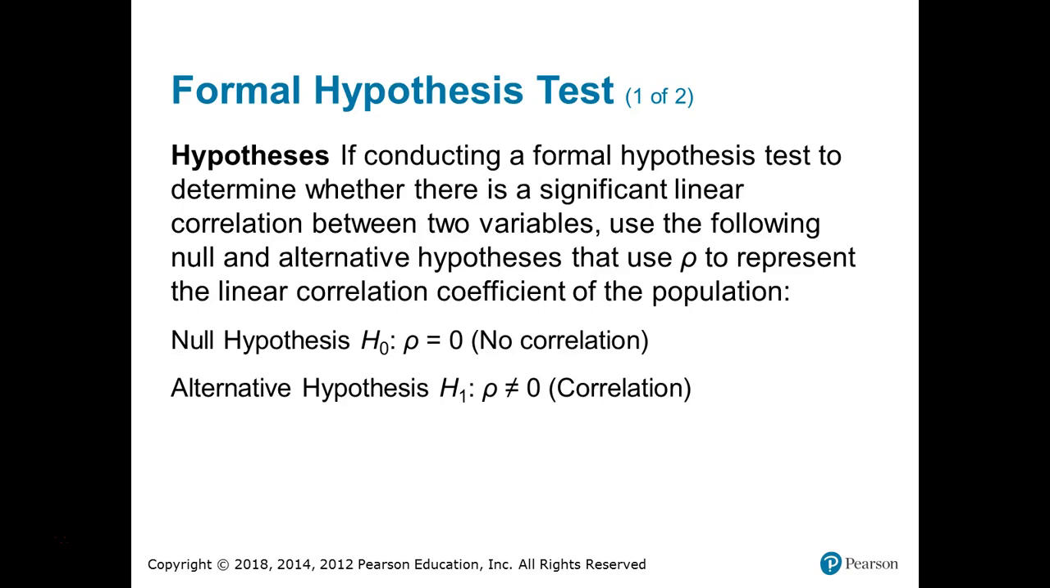And okay, here's the last thing. I know this is a little bit of a longer section, but this is also important. If we are conducting a formal hypothesis test to determine whether there is a significant linear correlation between two variables, we use the following null and alternative hypotheses. The null has to involve the equal sign, so we will say that rho equals 0. Remember that rho is the linear correlation coefficient of the population. The alternative is that rho is not equal to 0. So this would be no correlation, this would be correlation.